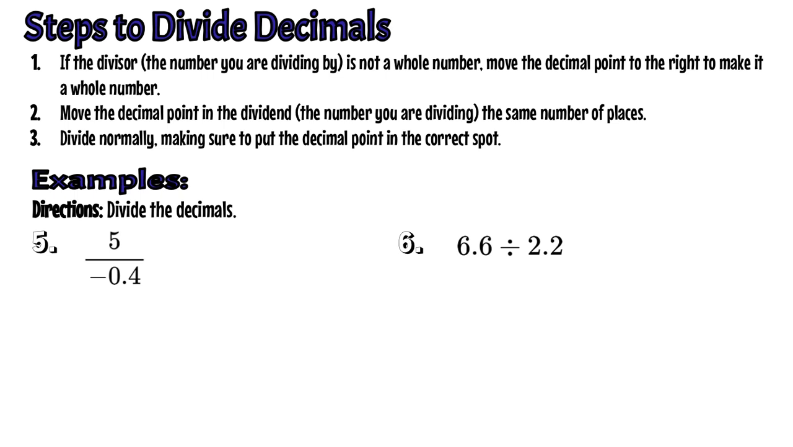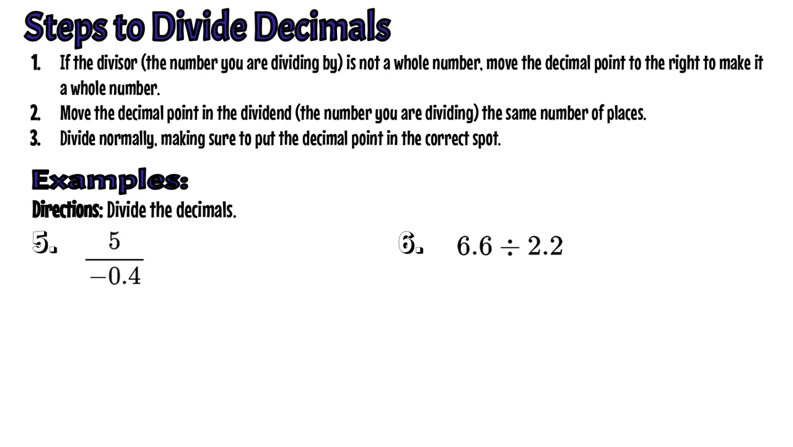The next thing we're going to talk about is dividing decimals. So when we divide decimals, if the divisor, which is the number we're dividing by, is not a whole number, we want to make it a whole number by moving the decimal point to the right however many places it takes to make it a whole number. But then we need to make sure that we move the decimal point in the dividend, the number that we are dividing, that same number of places.